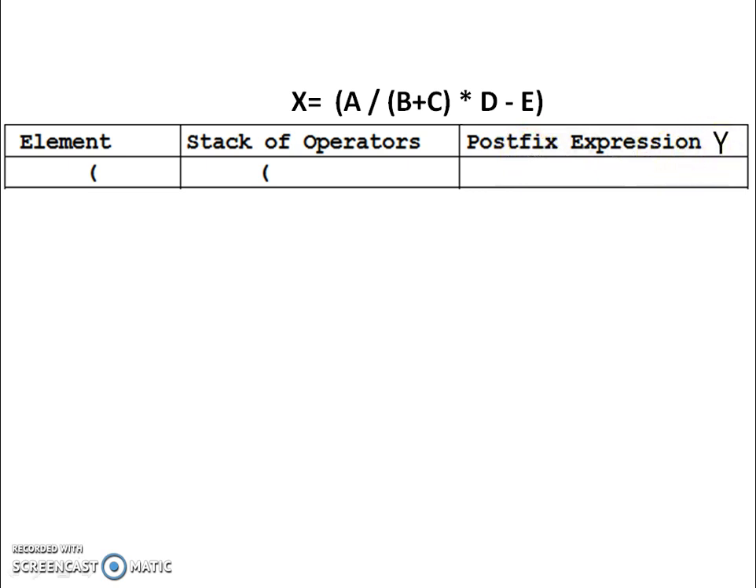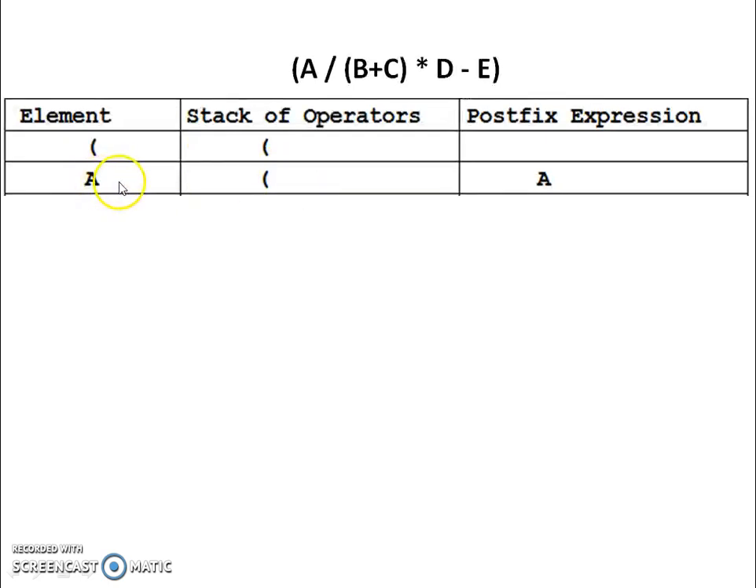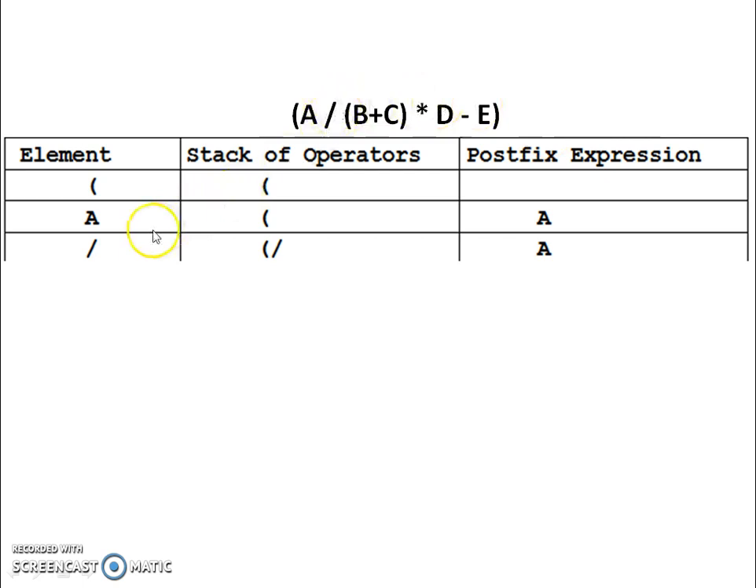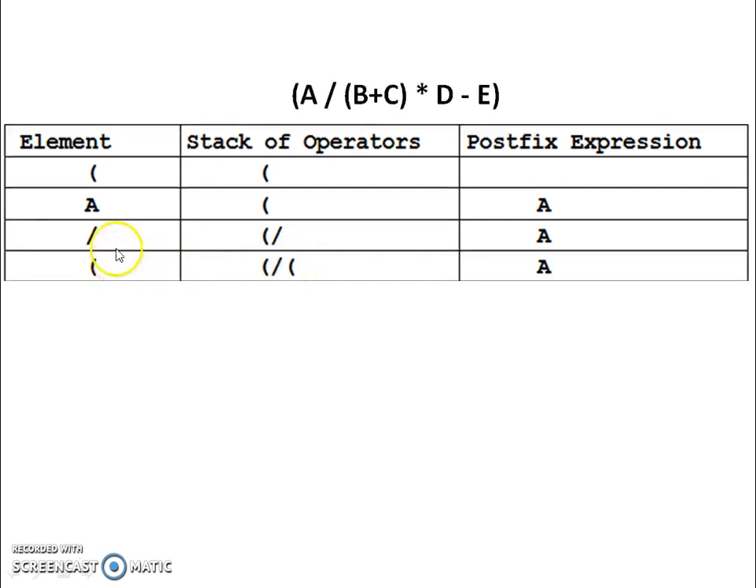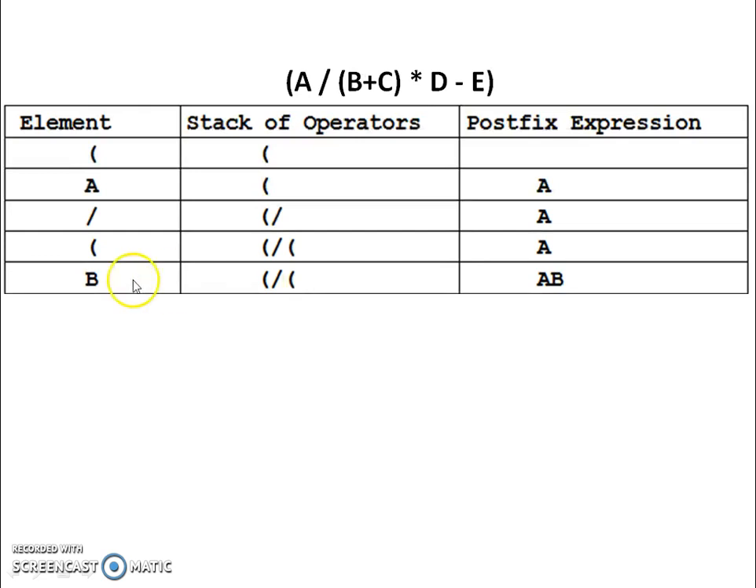Let this be Y. So, in our case, when we start scanning from left to right, we come across a left parenthesis. We'll scan it and push it in the stack. Now, we encounter A. A is an operand, that is why you have to place it in the postfix expression. Then we encounter a division operator. As it is an operator, you have to push it inside the stack. Now you encounter a left parenthesis. As you know, we have to put the left parenthesis in the stack. Then we encounter B, which is an operand, and has to be placed in the postfix expression.